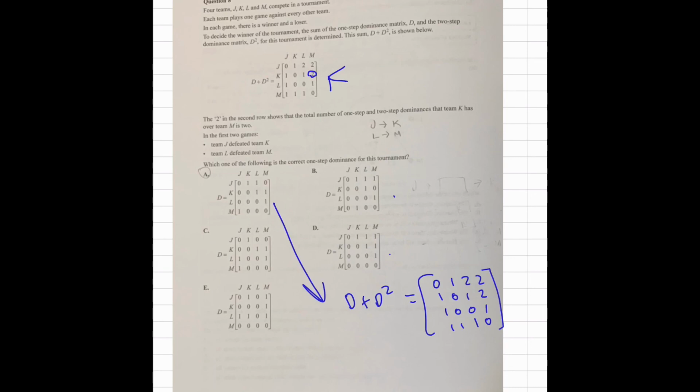Which of the following is the correct one-step dominance for this tournament? So basically, of the multiple choice options you have, A, B, C, D, or E, one of these matrices is going to be D. So basically, the best way to do it is probably just use trial and error. Sub one of these matrices into the equation D plus D squared, and if you get the following matrix, then you know that that matrix is the one-step dominance. So basically, if you try option A as your solution for D, D plus D squared will give you the following solution over here, and therefore A will be correct.